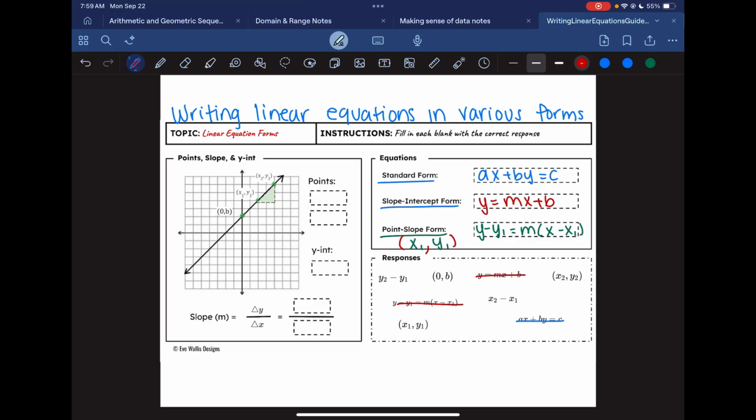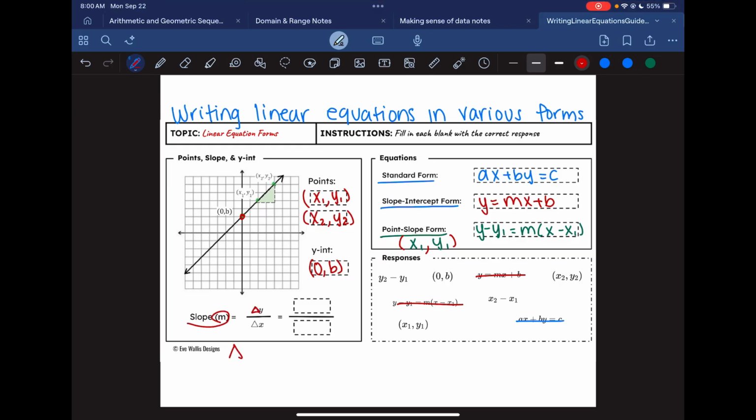We also know that when we're given 2 points, we can find the slope of a line. We're going to label our 2 points x1, y1, and x2, y2. It doesn't matter which of the 2 points you label 1 and 2. All that matters is you label them correctly and make sure your x value is first in your point. Our y-intercept is 0, b, where b is a value. And then we have slope, which is denoted by the letter m.